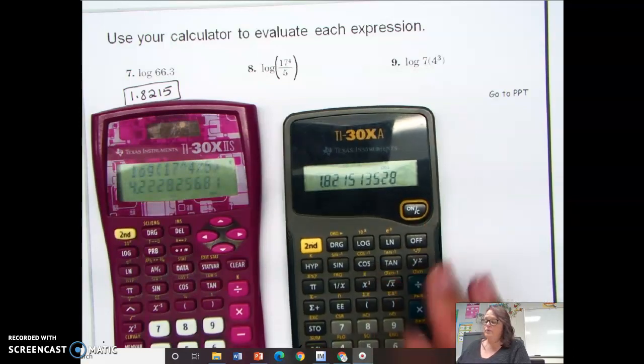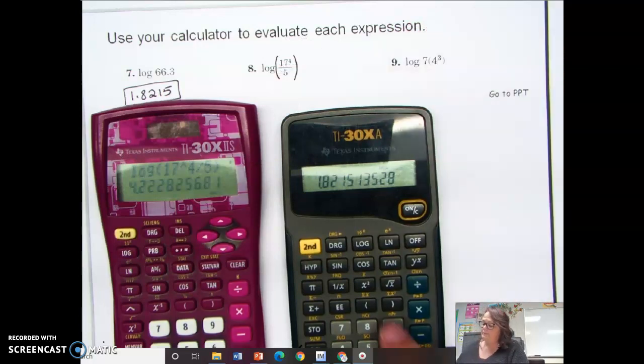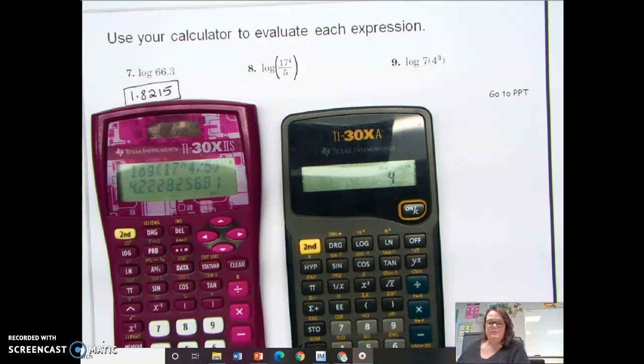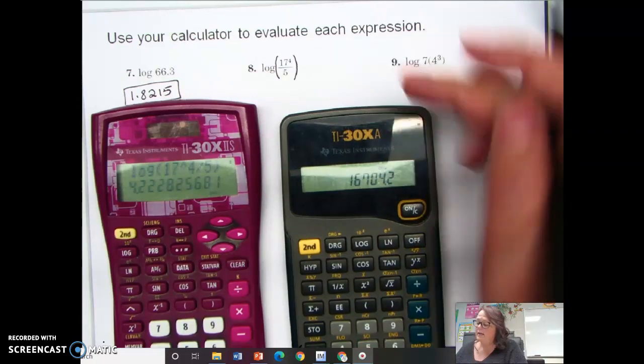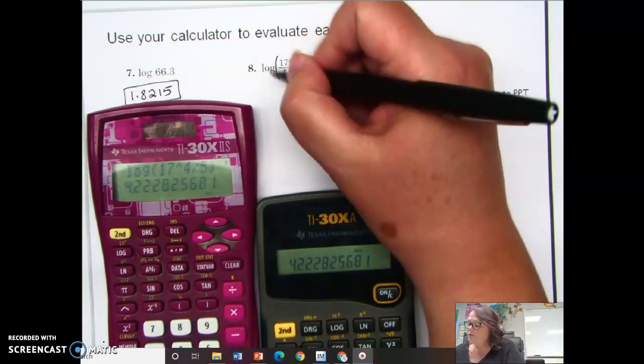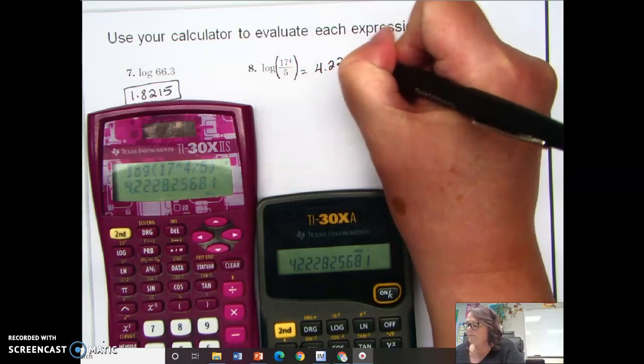And then on the backwards calculator, we're going to do everything that we did in the forward, we're just going to do the log last. So we're going to do parentheses, 17, and then in my case, this y to the x button is my power button, and I want it to be the 4th power, divided by 5, close my parentheses. That's everything except for the log. And then when I take the log of that, now I have exactly the same value. So we can say this is 4.2228.